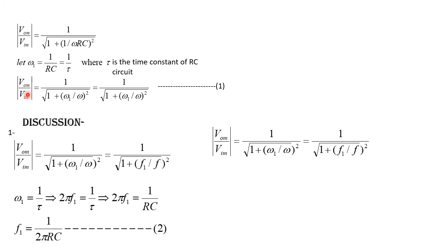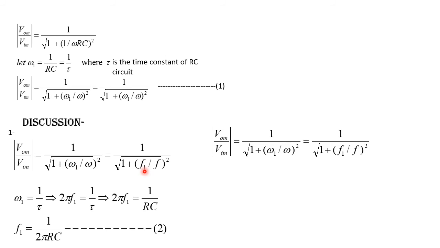So the expression for VOM upon VIM, the modulus of this expression, is equal to 1 upon under root 1 plus omega 1 upon omega whole square. Now come to this line of equation. Since omega is the angular frequency, omega 1 can be written as 2 pi f1, and omega can be written as 2 pi f, where f is the frequency of the input signal and f1 is a constant quantity.